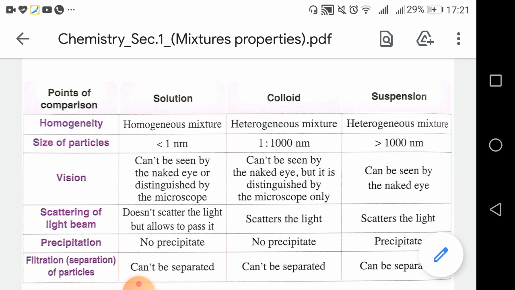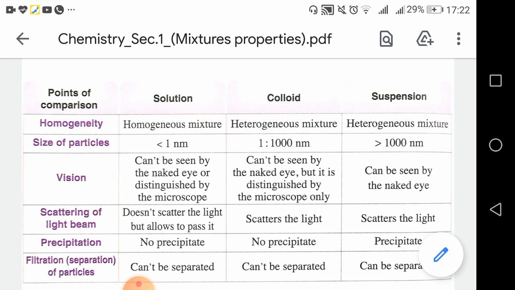In a solution, the particle size of the mixed substance is less than 1 nanometer. So they are very small. While in a colloid, the particle size of the mixed substance ranges from 1 to 1000 nanometers. But in the case of a suspension, the particle size is larger, more than 1000 nanometers. So again, according to the particle size, the property of the mixture will be determined.